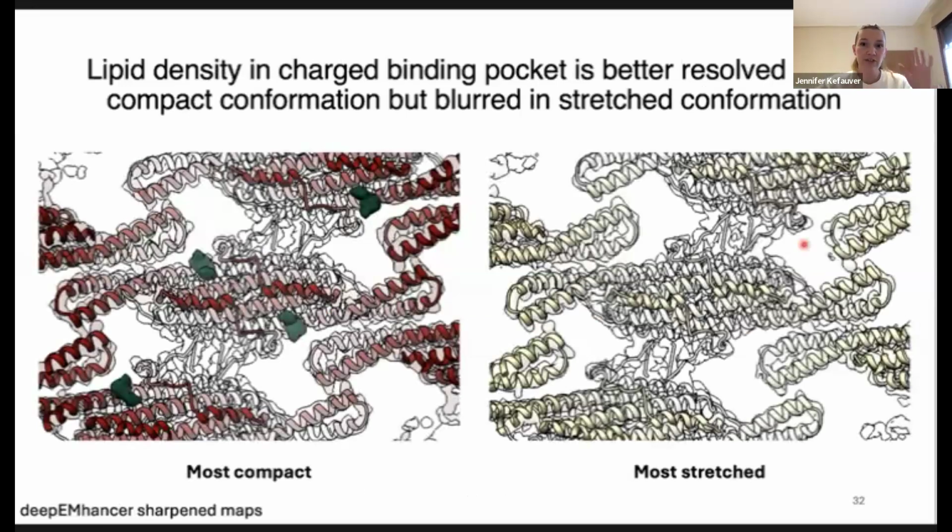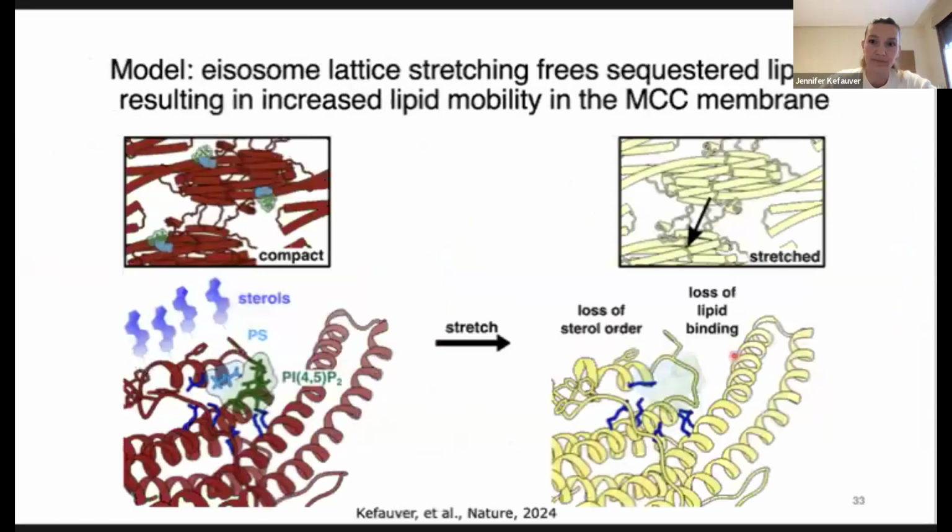So here are the 2 extremes, the most compact and the most stretched. And in the most compact structure, I actually see a better resolution of the lipid density here, starting to be able to see the separation between the PIP2 and the other lipid densities, suggesting that there could be a phosphatidylserine lipid here in the native structures as well. And on the other hand, in the most stretched conformation, that lipid density is blurred. And in these sharpened maps, you basically don't see any density in that pocket at all.